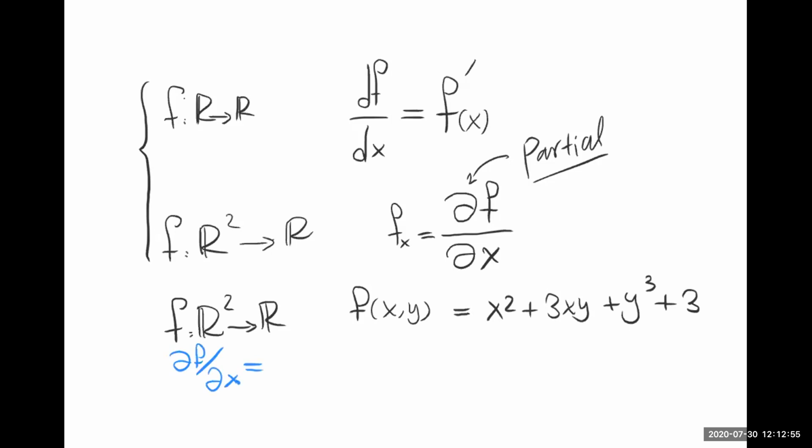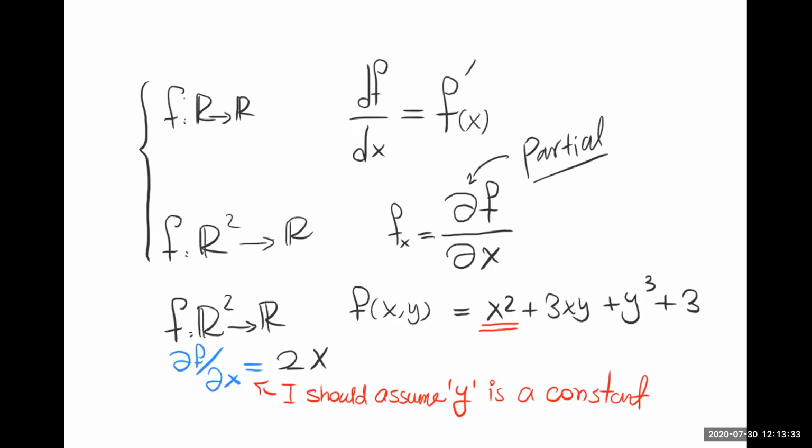What it means is that, the only key point, I should assume the other variable, here y, is a constant, just like 2 and 3. What is the derivative of a constant? It's 0, right? So we are taking the derivative with respect to x. We should take the derivative of the first term. The derivative of x squared is simply 2x, plus.